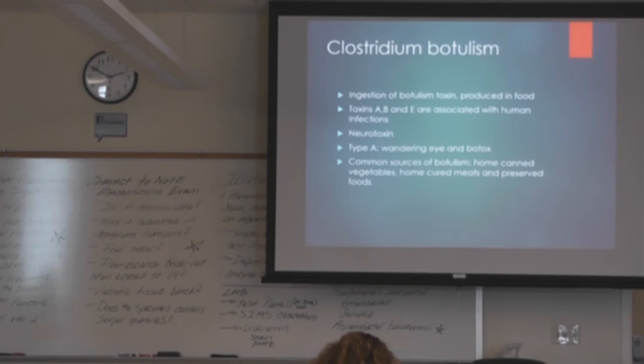The thing that's scary about this one is the neurotoxin that it produces. Basically, it's going to prevent acetylcholine, which is going to result in paralysis. So if you don't have that, it's going to be paralysis. And then if it does it in the respiratory system, that's when you're talking about death, okay?